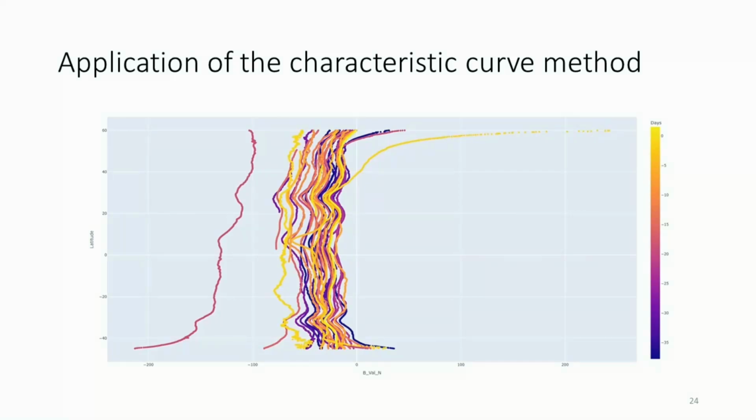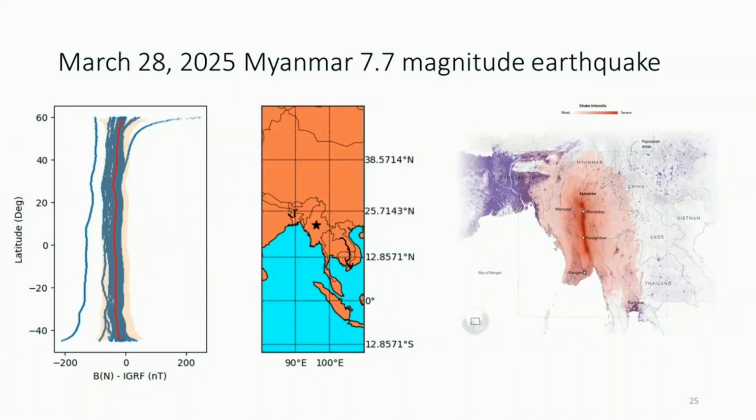The same principle is also applied on the data, and we can see one of the records apparently deviates from the whole data, which is about some 25 days before the earthquake, which is shown in the color scale on the right side. This is related to the recent Myanmar earthquake with magnitude 7.7 on 28 March 2025, and this is a clear anomaly before this great earthquake.